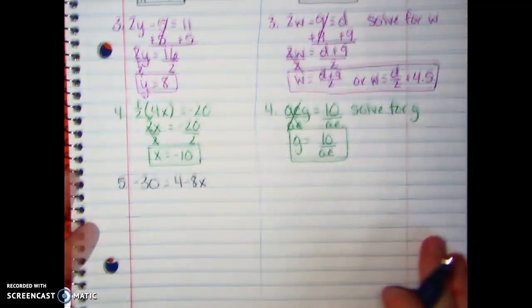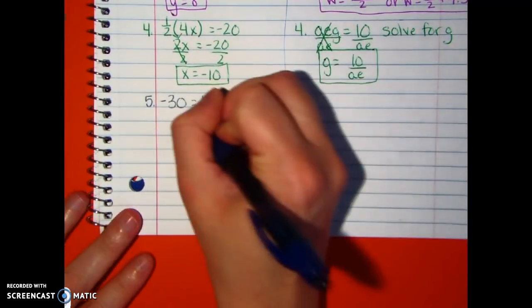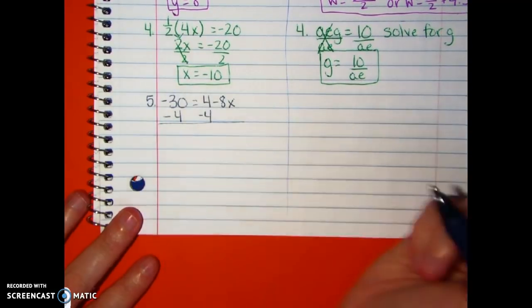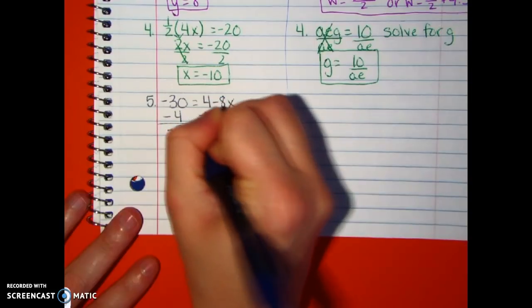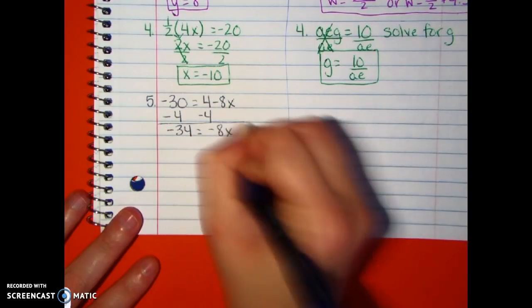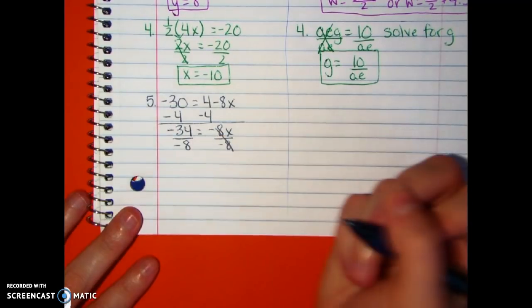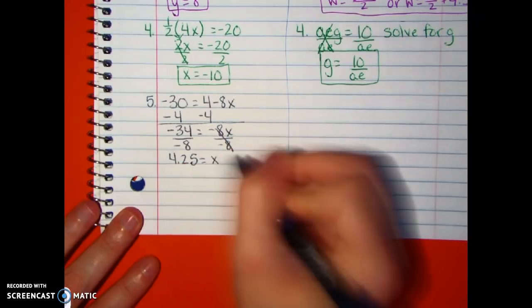Okay, I fixed that one. Let's go over this. Hopefully you subtracted 4 first. -30 minus 4 is -34. And divide by -8. I think you're going to get a decimal on this one. This is 4.25 equals x.